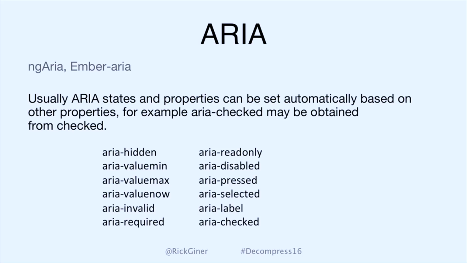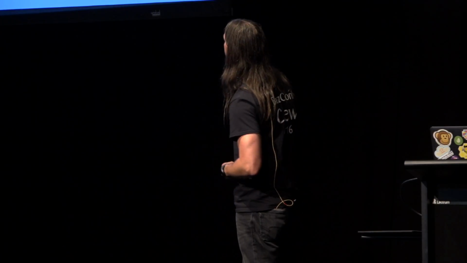There's lots of other ARIA attributes as well, and there's libraries that will add these in automatically for you. A couple of examples up there. So when something is dynamically hidden by your single-page application, it will add an attribute of ARIA hidden so your screen reader knows not to read it. For form validation, it will add ARIA invalid for elements that are invalid. All really, really useful stuff.